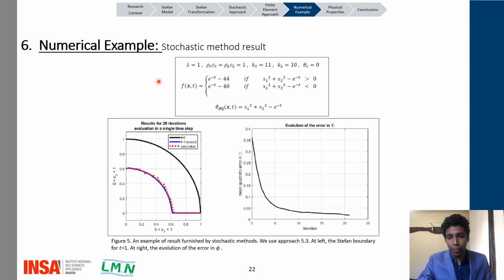Now we consider a simple example to find an approximate solution of the Stefan problem. In this case, these are the properties, and we have the function that we know. Remember that now we assume that we know the Stefan boundary position at time t0. This is deterministic, and here we know the Stefan condition at time t1. In the result, the red point is the approximate solution with the stochastic method, and here we can see the convergence of the method works very well.